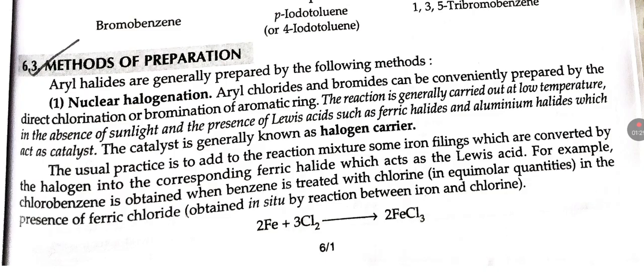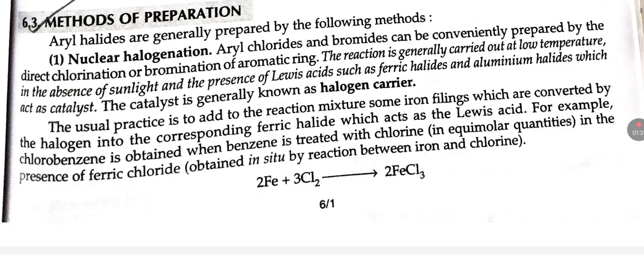Nuclear halogenation. Aryl chlorides and bromides can be conveniently prepared by the direct chlorination or bromination of the aromatic ring. The reaction is generally carried out at low temperature in the absence of sunlight and in the presence of Lewis acids such as ferric halides and aluminium halides, which act as catalysts. The catalyst is generally known as a halogen carrier.